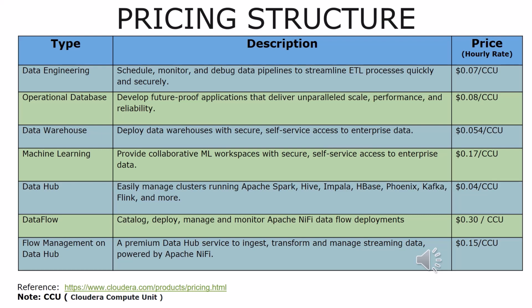Data warehouse 0.054 CCU. Machine learning 0.17 CCU. Data hub 0.04 CCU. Data flow 0.30 CCU. And flow management on the data hub 0.15 CCU.